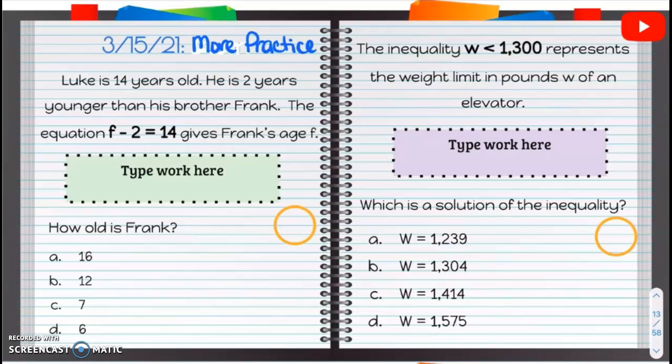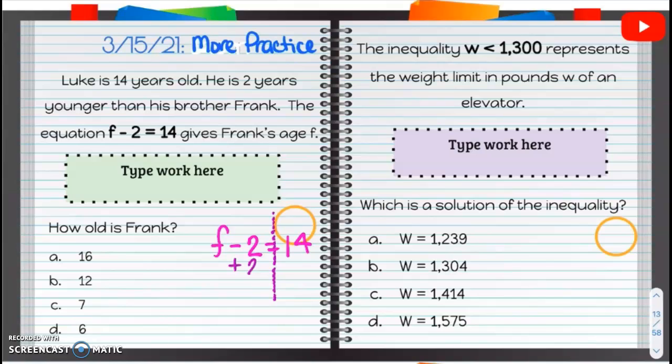So if we are going to solve, I'm going to show the work over here. F minus 2 equals 14. Now, we are going to have an imaginary line across that equal sign. To get the 2 to the other side, we are going to have to do the inverse operation, or the opposite of subtracting 2. So we're going to be adding 2.